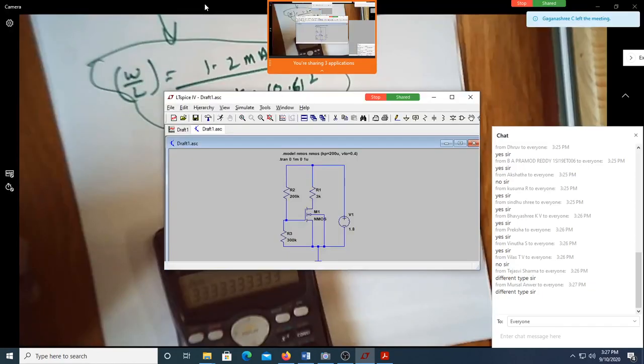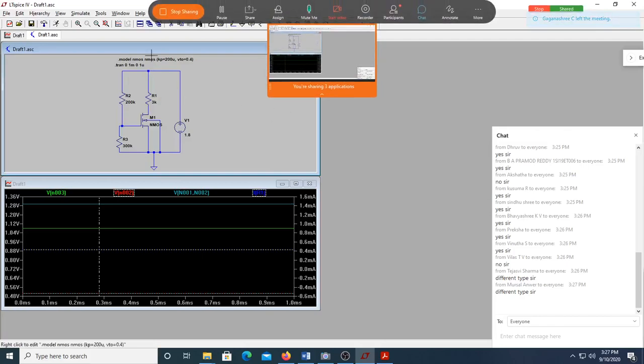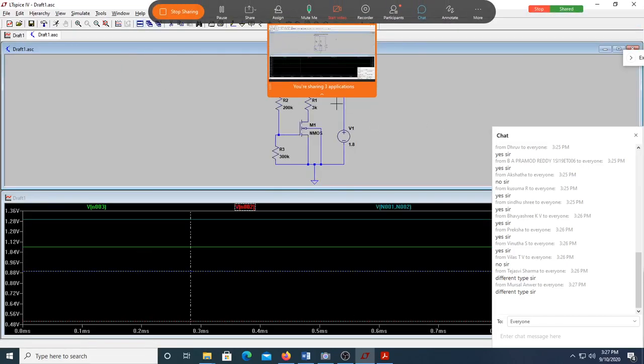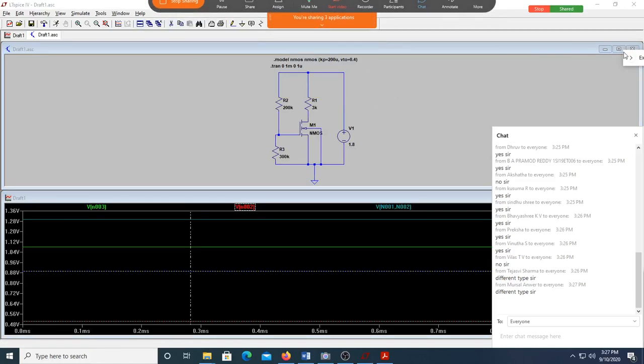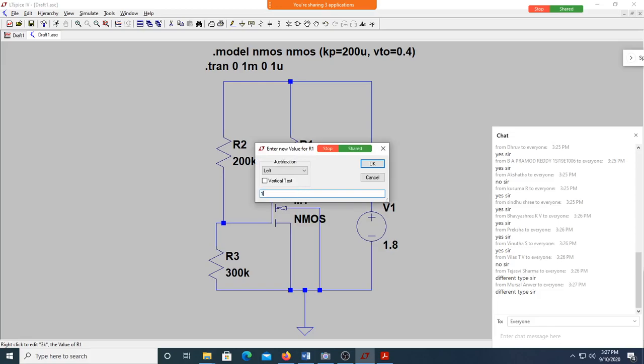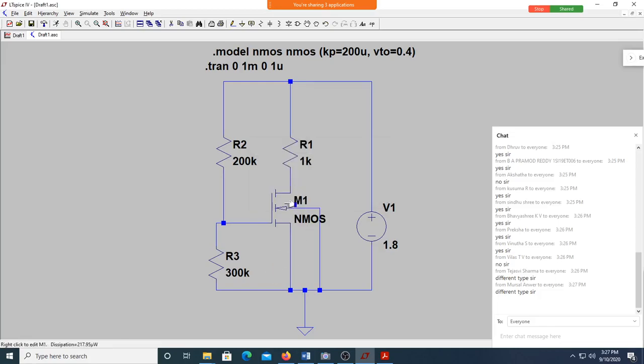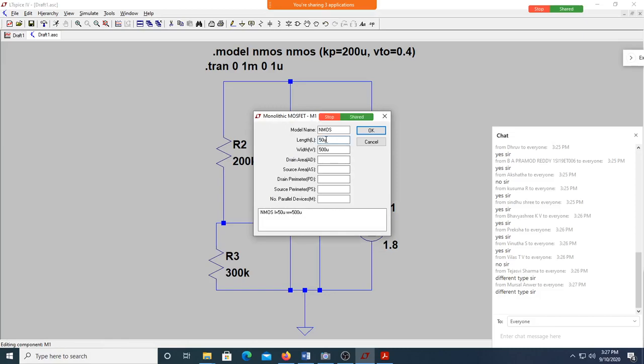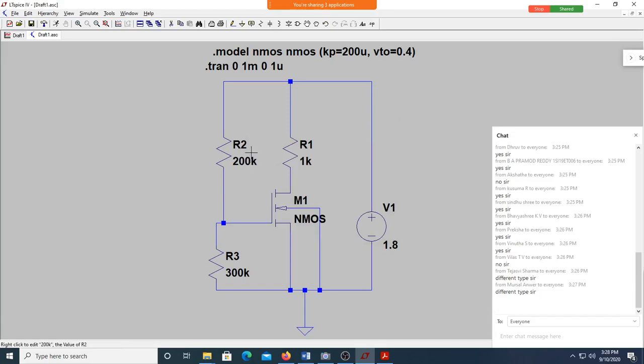What was the problem? This was 1K, no? Yes, sir. And W by L that we found was 33.33. Am I correct? Let us make this 10 micro, and if I make it 333.33, will the ratio become 33? Okay, shall I take this out?